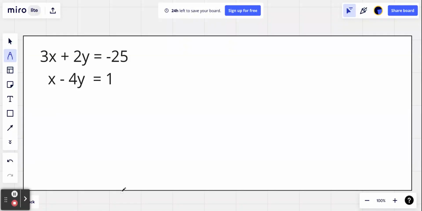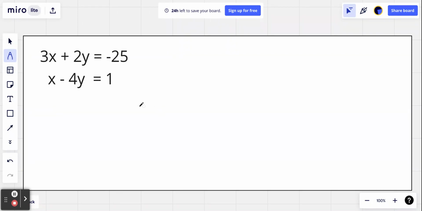So now I'm going to show you what you can do if, when you add the two equations together, neither of the variables go away. Remember, the whole point of this is to add the two equations together, and either the x in this case or the y in this case would be eliminated.